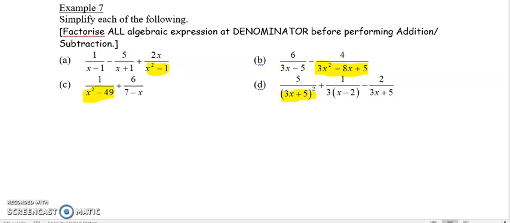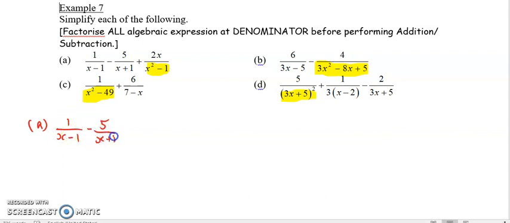So for such questions, of course, using multiplication to get the same denominator in all the fractions is a possible way. But when you have quadratic expressions, do consider factorizing first, because you can make your working more concise and simple.